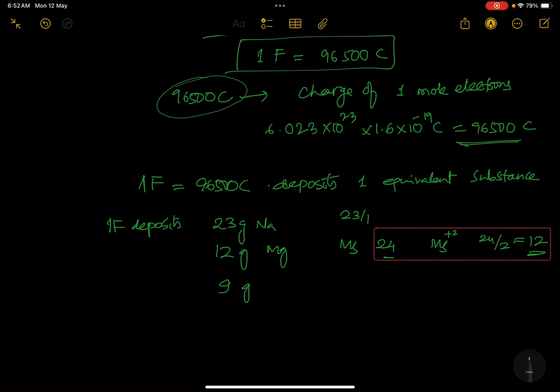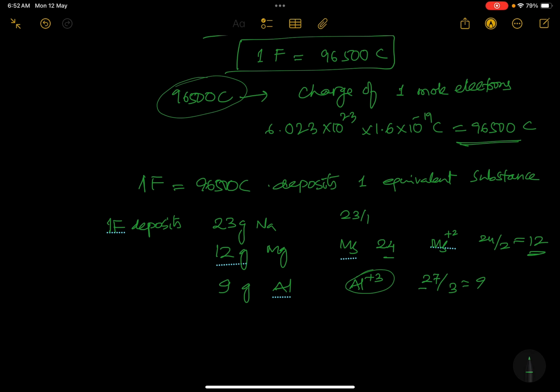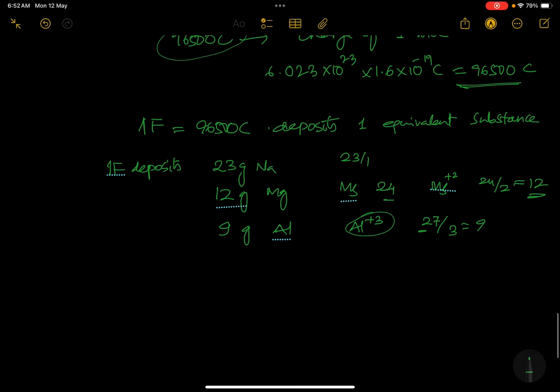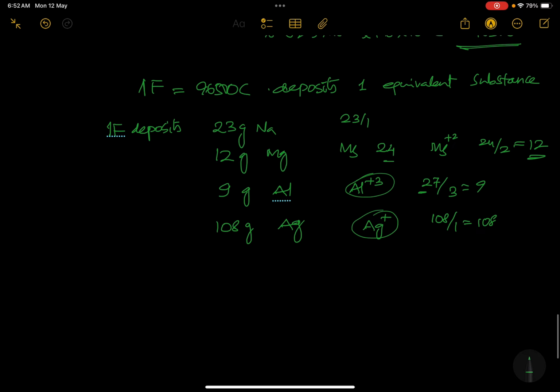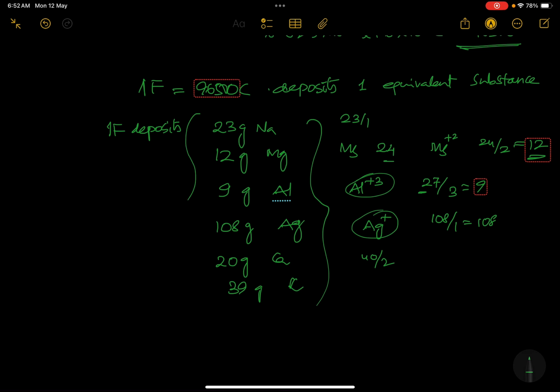Aluminium, 9 grams of aluminium, because aluminium's charge is +3. That's why 27 by 3 is equal to 9. 27 is the atomic mass of aluminium. Similarly, 108 grams of silver. 108 you can easily remember, right? Silver's charge is Ag+ only, so 108 by 1 is equal to 108. Calcium, 20 grams of calcium, 40 by 2. Potassium, 39 by 1, 39 grams of potassium. All these you can consider as 1 Faraday.